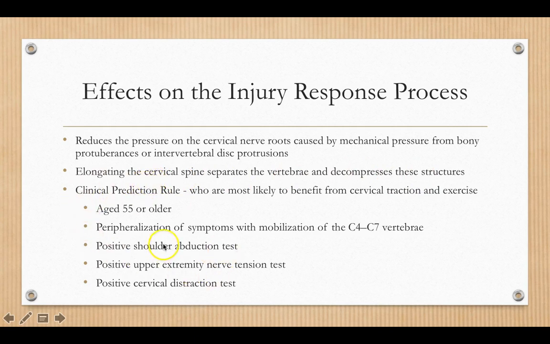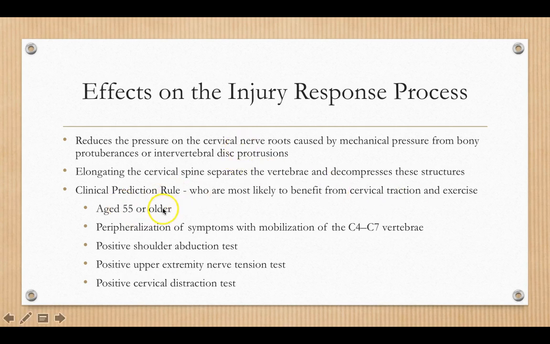There is a clinical prediction rule, which helps you understand if cervical traction is potentially beneficial with exercise. So those who are more likely to benefit from cervical traction and exercise together. Patients who demonstrate 3 of these findings increase their positive outcomes to about 79%. 4 of those findings, that jumps to about 95%.